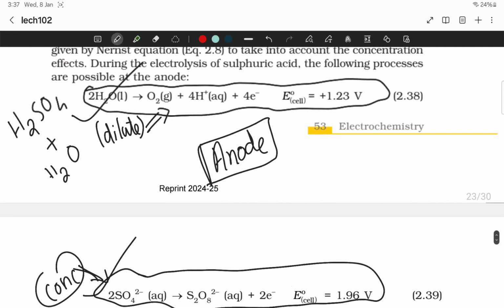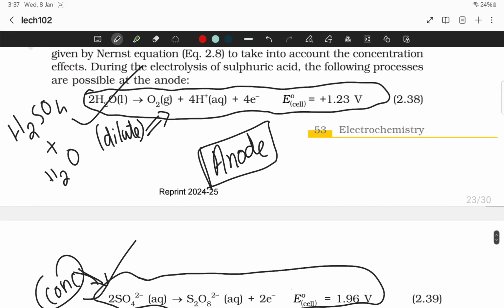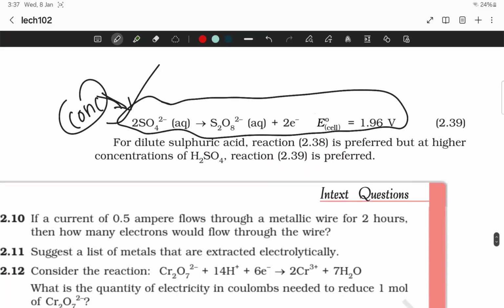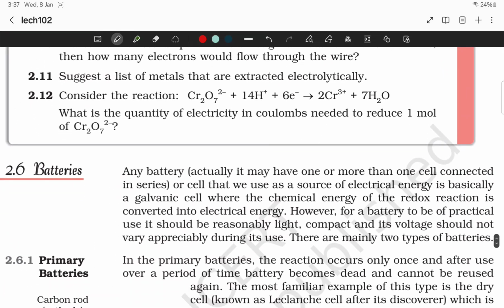They can ask you: when concentrated H2SO4 is electrolyzed, what is the product? It is S2O8^2-. The product is S2O8^2- at the anode. But if it's dilute, we get oxygen at the anode. Now, many questions are there. You can do it on your own.